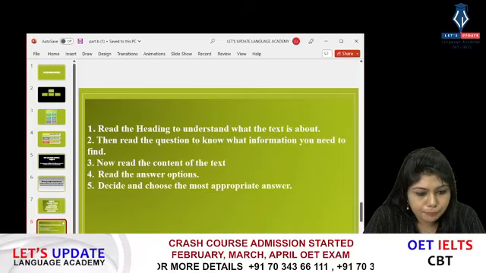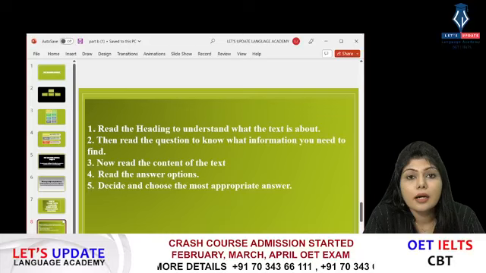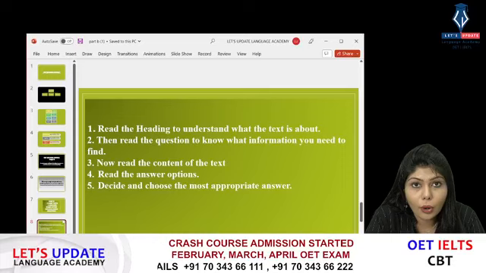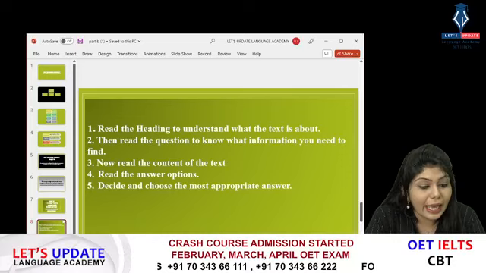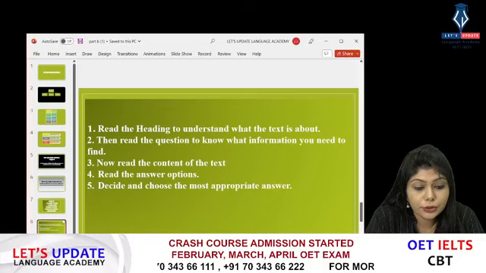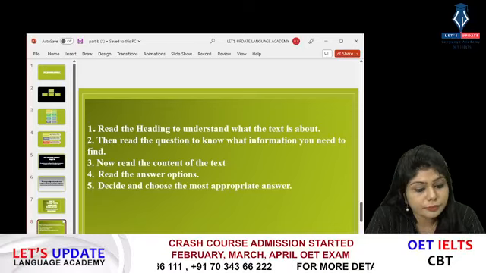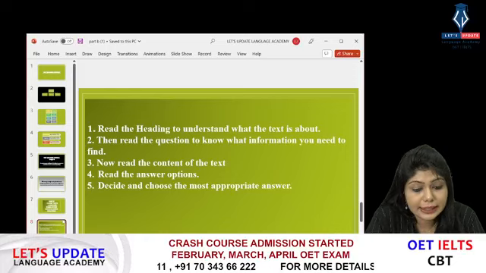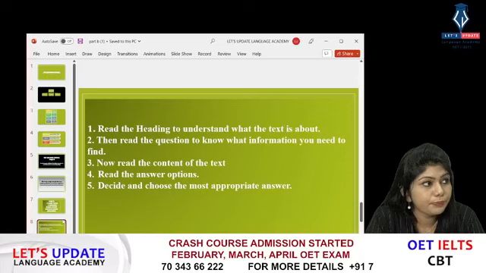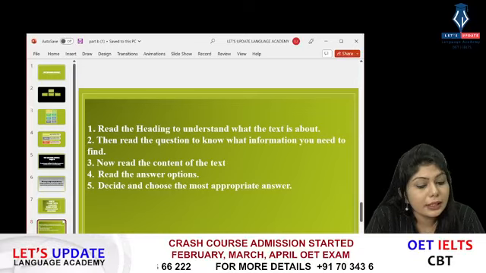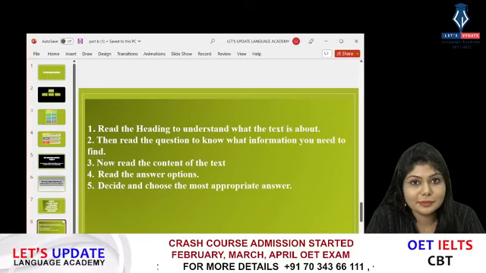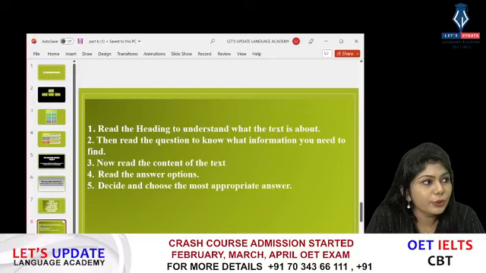Regarding how to approach part B, you need to read the heading to understand what the text is about. Then you need to read the question to know what information you need to find. Then read the content of the text, and then read the answer options. Then decide and choose the most appropriate answer. So that is how you need to approach part B.